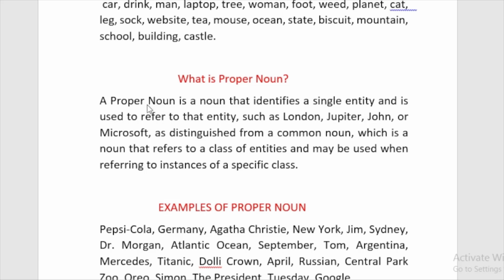What is a proper noun? A proper noun is a noun that identifies a single entity, a single particular thing, and it is used to refer to that entity, such as London. London refers to a particular city, Jupiter a particular planet, John a particular name of a boy, and Microsoft a particular name of computer software. As distinguished from a common noun: common noun refers to things generally, whereas these all refer to specific things, and a common noun refers to a class of entities and may be used when referring to an instance of a specific class.